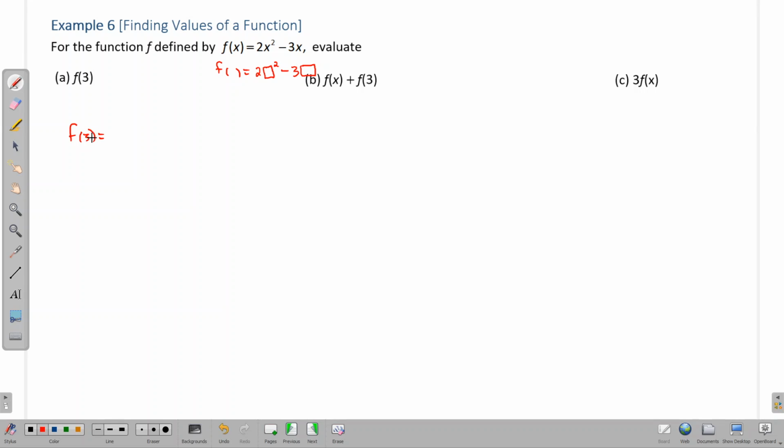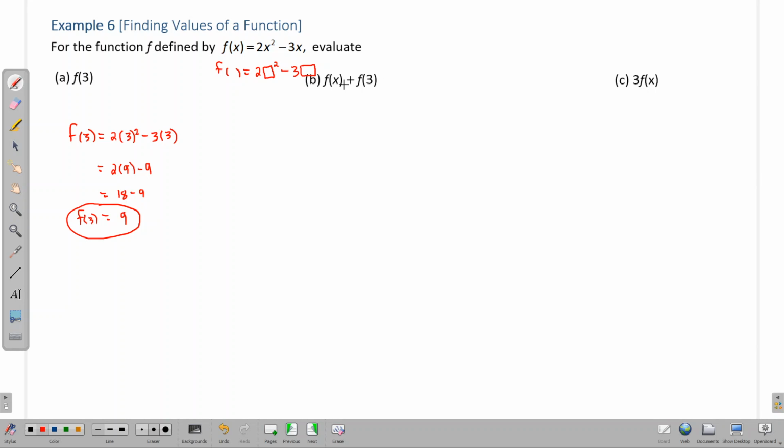And in this case, if we're doing f of 3, 3 goes in each of those boxes. So it would look like 2 times 3 squared minus 3 times 3. And then we evaluate. Make sure we're using order of operations, so we need to square first. So we have 2 times 9 minus 9. That's 18 minus 9, which comes out to 9. So f of 3 is 9.